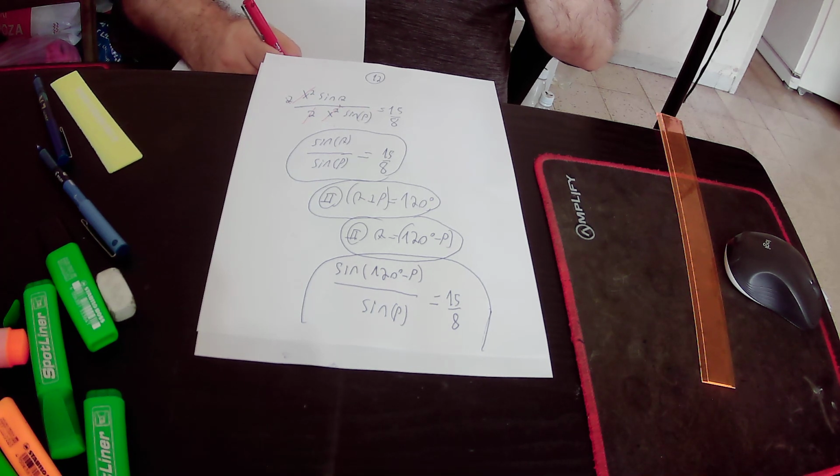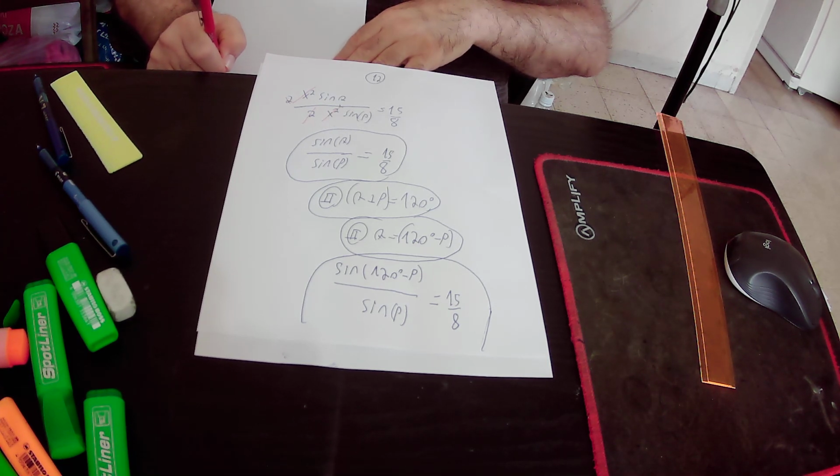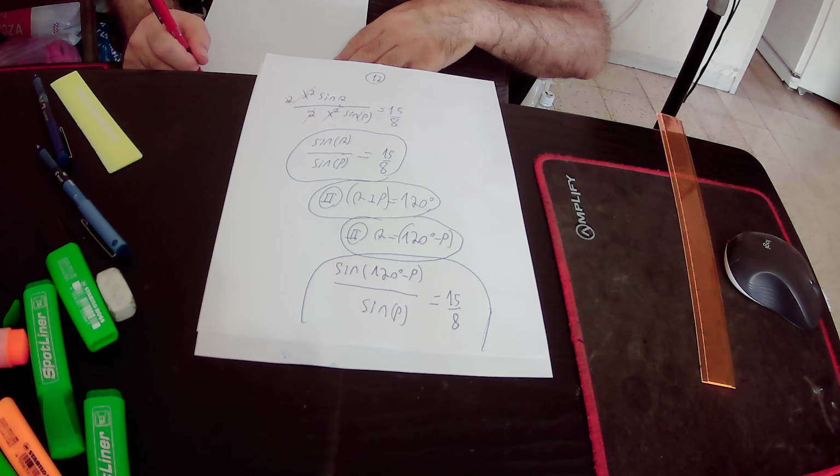And actually sine a minus b equals to sine a cosine b minus sine b cosine a.